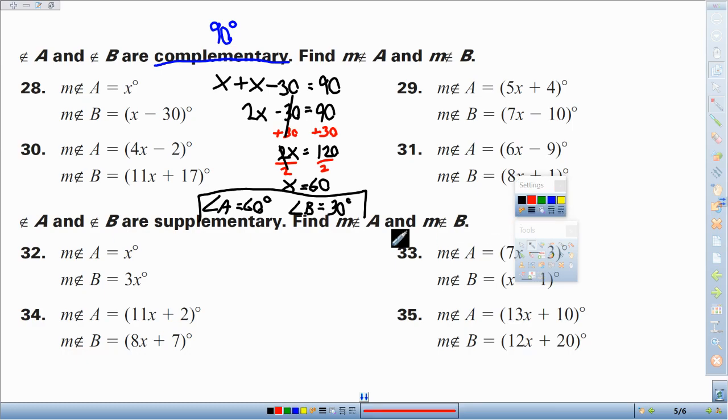Okay, when you get down to the next section, it's the exact same idea. The only difference is that these angles are supplementary, meaning they're going to add to 180 degrees. All right, so on number 32, you'll say x plus 3x equals 180, and then you'll solve. After you find x, you'll plug it back in and you'll get the measures. Okay, so I'm going to leave those to you.